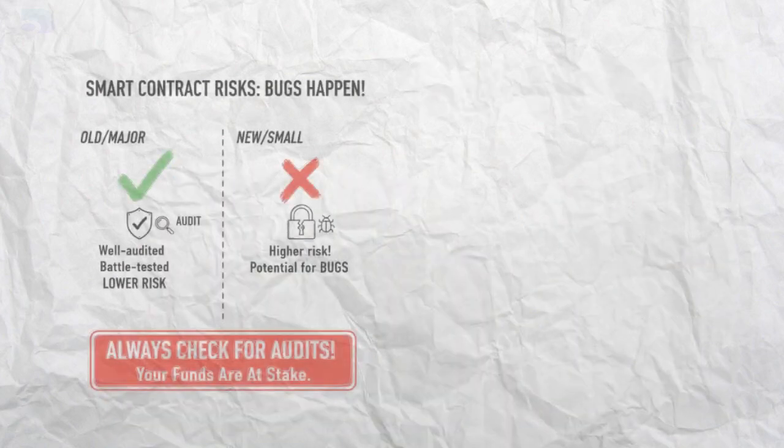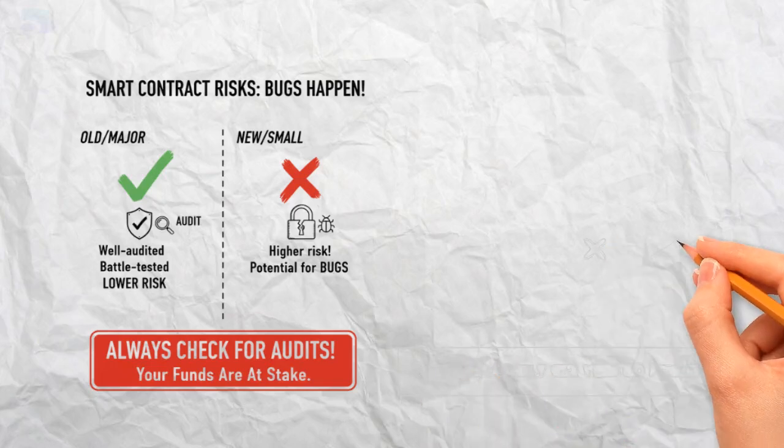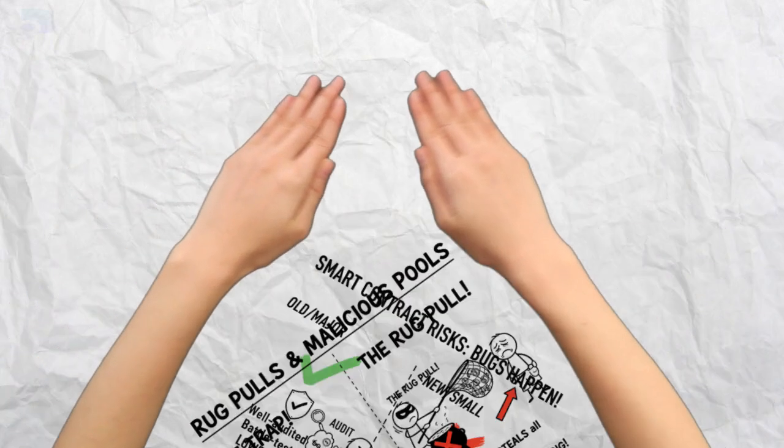2. Smart contract risk. Pools are smart contracts. Bugs happen. In 2025, major protocols are well audited, but new protocols carry higher risk. Always check for audits. 3. Rug pulls and malicious pools. Anyone can create a pool. Scammers create fake token pools, provide initial liquidity, wait for others to add liquidity, then drain it. Only use well-known tokens and verified pools.